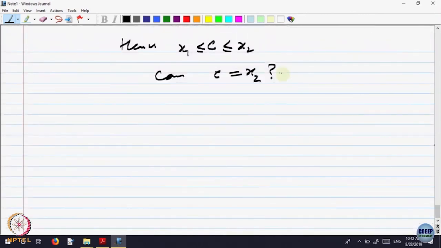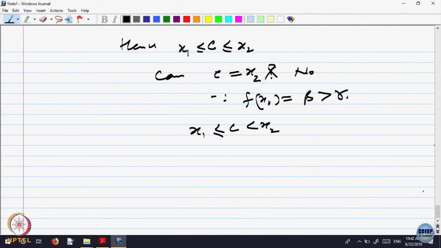So, let us write. No, because f of x2 is equal to beta, which is bigger than gamma. So, x1 is less than C, which is less than x2. It has to be. But still we want to show that f of C is equal to gamma. It is less than or equal to gamma. If I can show it is also bigger than or equal to gamma, we are through. But this implies there is a sequence Bn such that C is less than Bn less than x2 and Bn converging to C. Is that okay? Because if C is less than x2, then there is a gap in between. I can always have a sequence coming to C from that side.